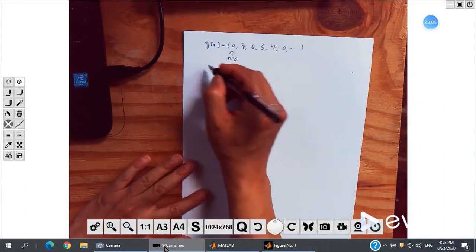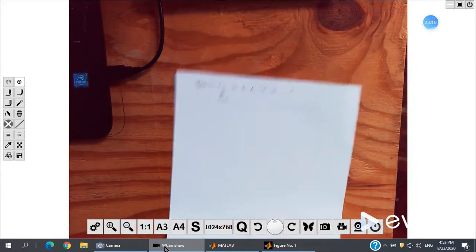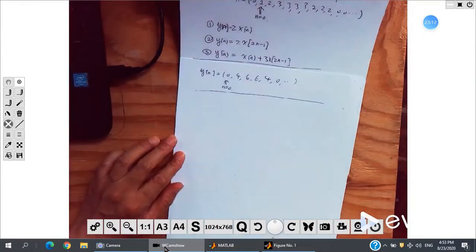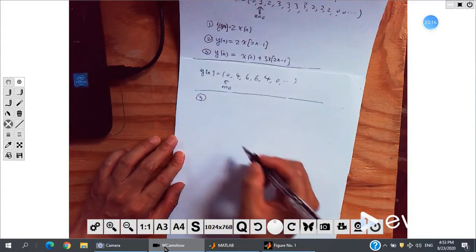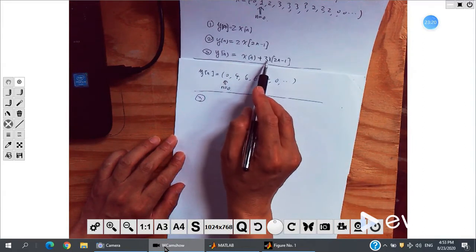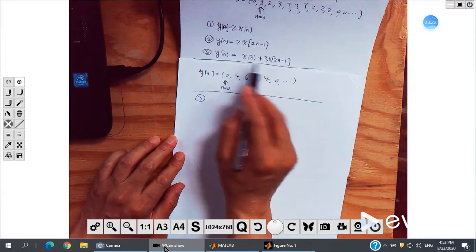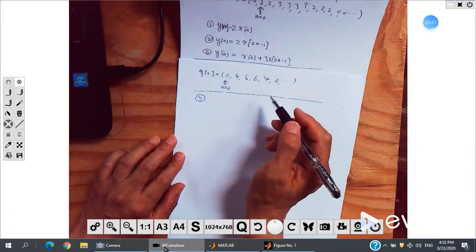Okay, this is one example. This is the second one, right? The second one. Now the third one. That's the example. This is a summation of x[n] and 3x[2n-1]. So y is the summation of these two. How can we get it? We do the same thing.